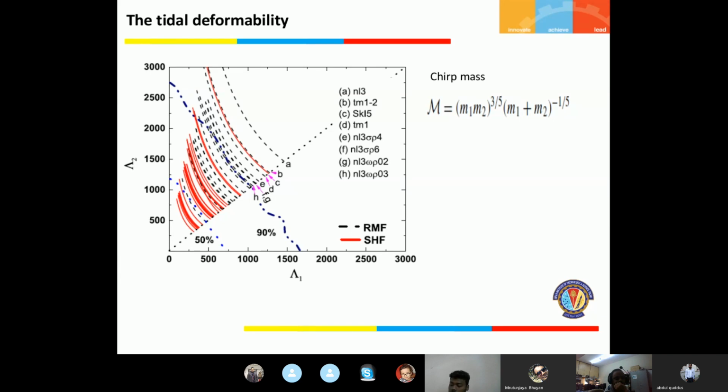In another case, TM1X, one can see M0 is a little bit less compared to the NL3 family, 3100, but L is high, 110. So either M0 or L0, either the stiffness comes from the symmetric matter part or the stiffness comes from the asymmetric part, the stiff EOSs are disfavored, which is confirmed by this event.